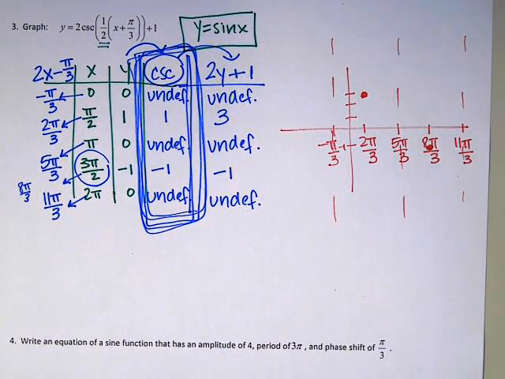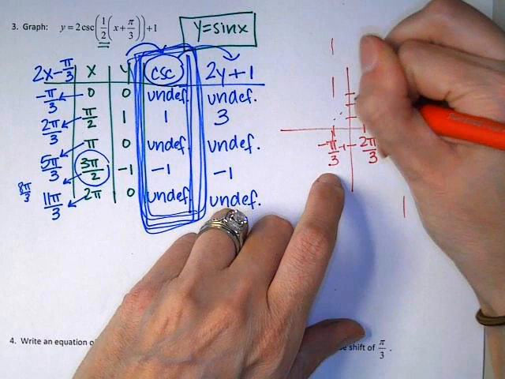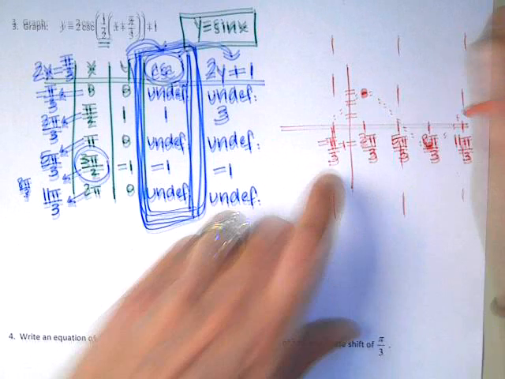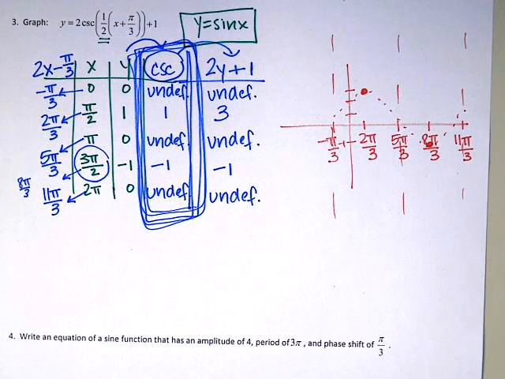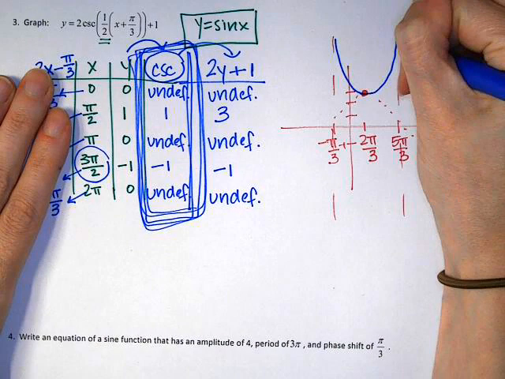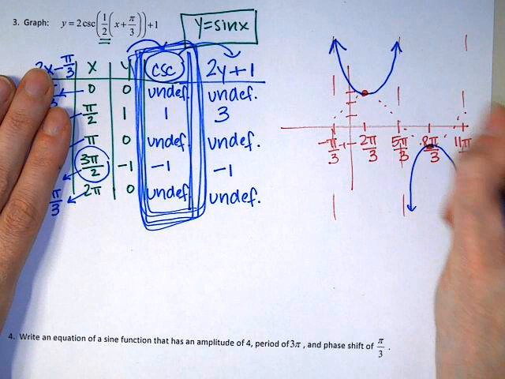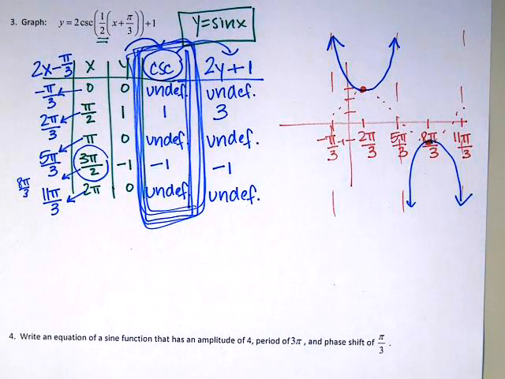Okay, so again, you can see the sine curve embedded in there. But for cosecant, we want hills and valleys. So the hill becomes the valley when you flip it, and the valley becomes the hill when you flip it. Okay, so that's one period of that crazy cosecant graph.